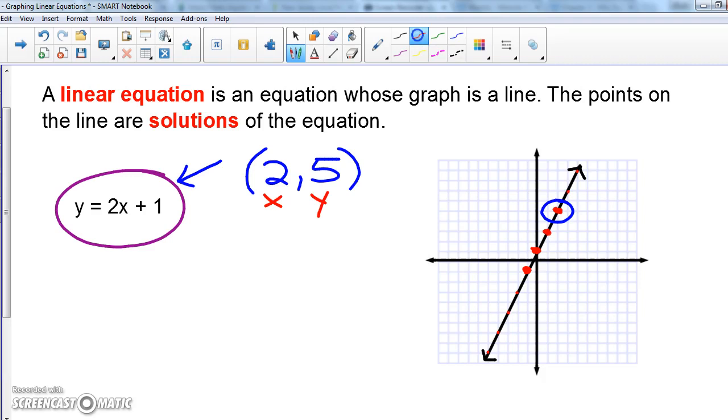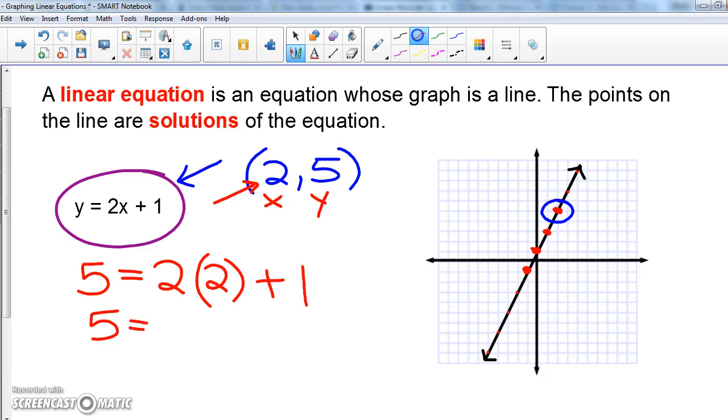I have y in my equation, I'm going to put a 5, equals 2 times x, but remember my x is 2 right here, plus 1. So let's double check and make sure that's true. 5 equals 4 plus 1, and that is true. Okay? So that's what that means, the solution. Any point on the line, and it doesn't just have to be whole numbers. It can be fractions and decimals, though we don't typically use them as much. They will work for this equation.